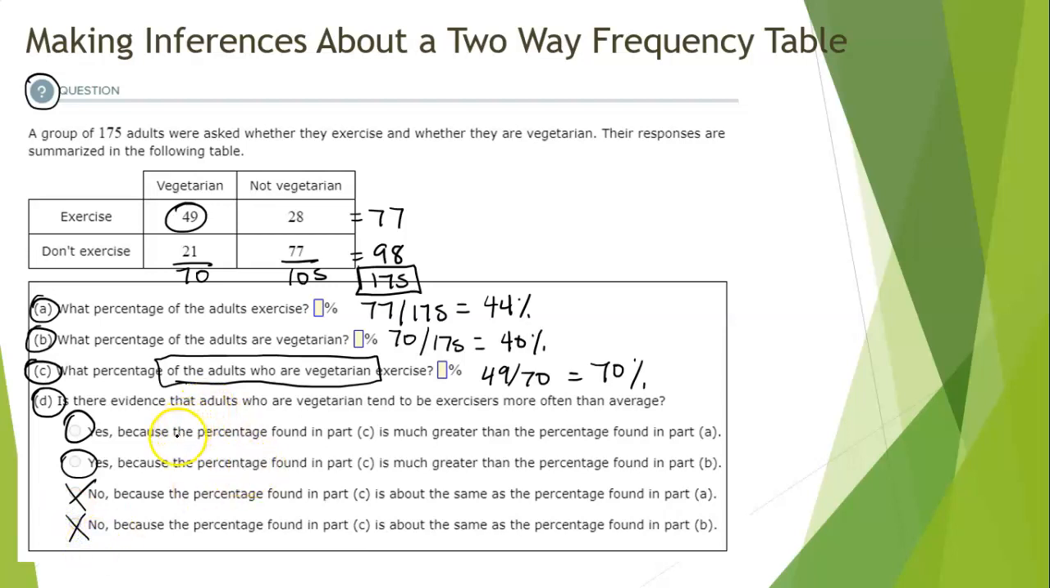So let's see which one better answers the question. Is there evidence that adults who are vegetarian tend to be exercisers more often than average? Well, the question is about exercisers, not about vegetarians. So we want to compare part C to A, not part C to B. So we need to choose that one as our solution.